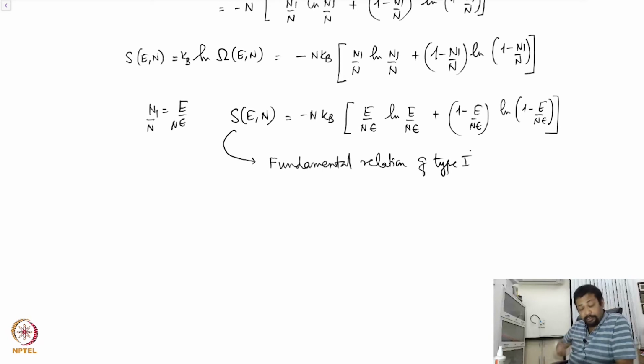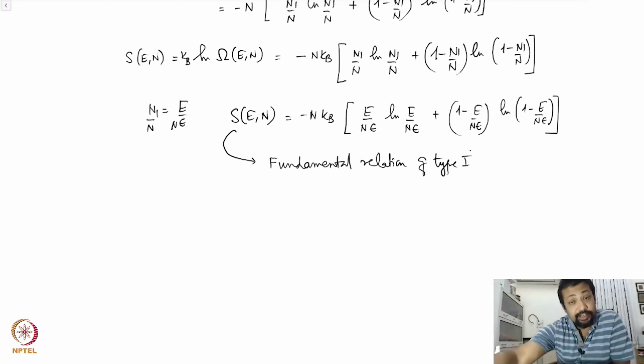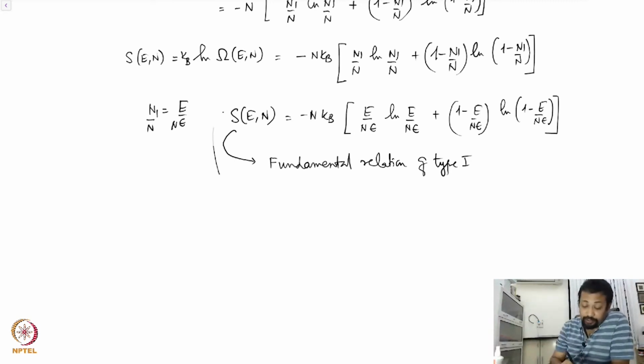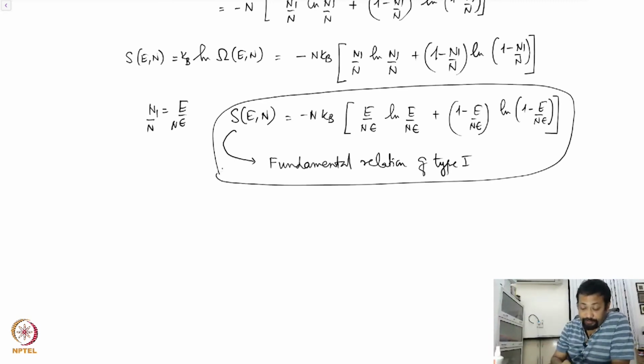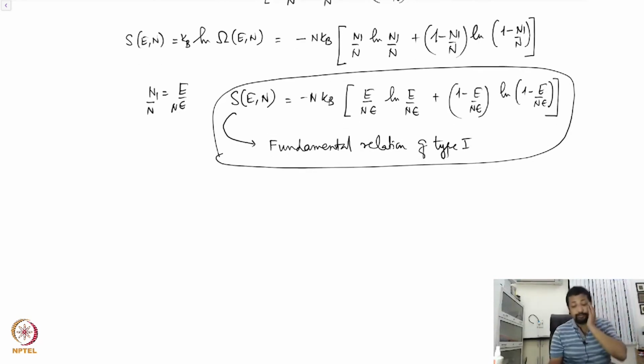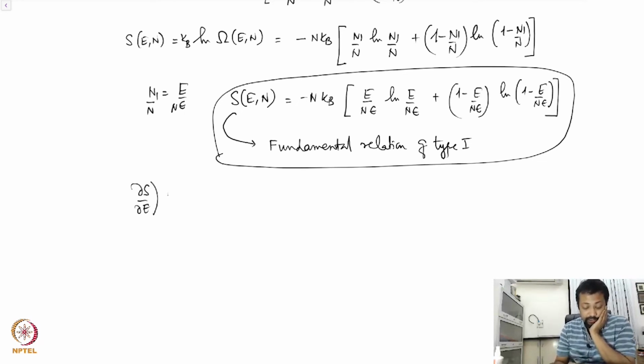And there we said that within the scope of thermodynamics, it is not possible to derive this equation or these relations. But given these relations, you can exactly derive all the properties of the thermodynamic system. But now here, from the microscopic picture, we have very nicely derived this fundamental relation of type 1. So how do we proceed? Well, we proceed by looking at this. This is 1 over T. I know the derivative is going to be the inverse of temperature.